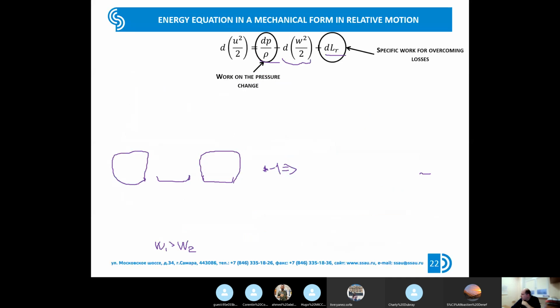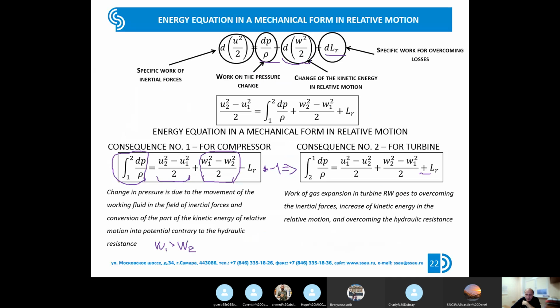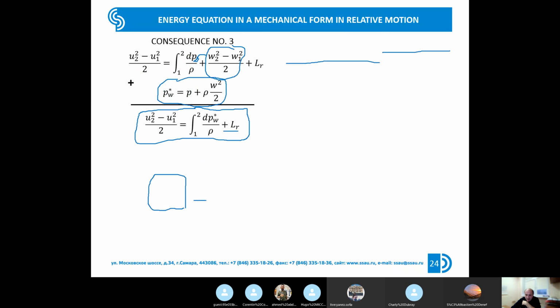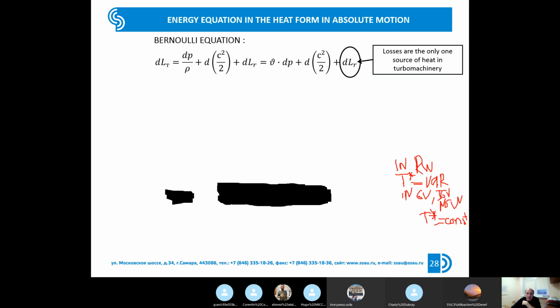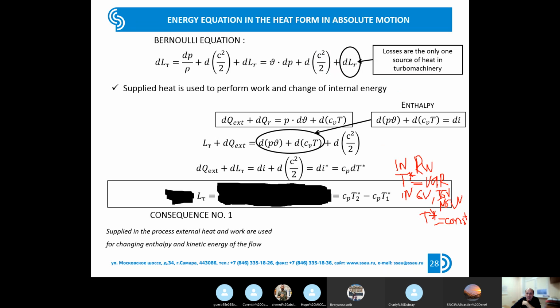So guys, I think that's all for today. Do you have any questions about the energy equation in heat form in absolute motion? I know you know this equation because it's really widely used in real practice. Do you have any questions? No, thank you. No, perfect. So I think that's all for today.